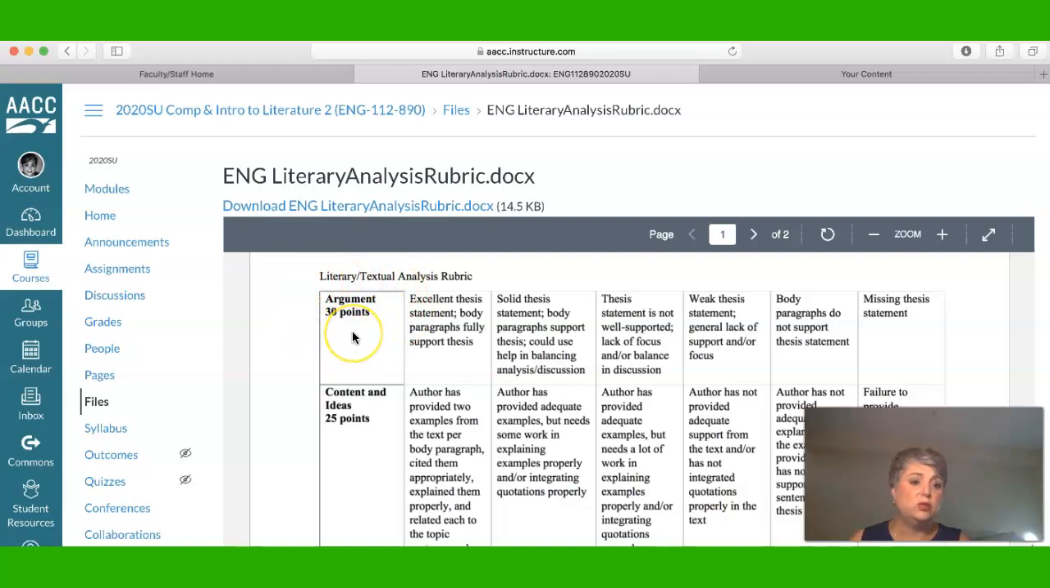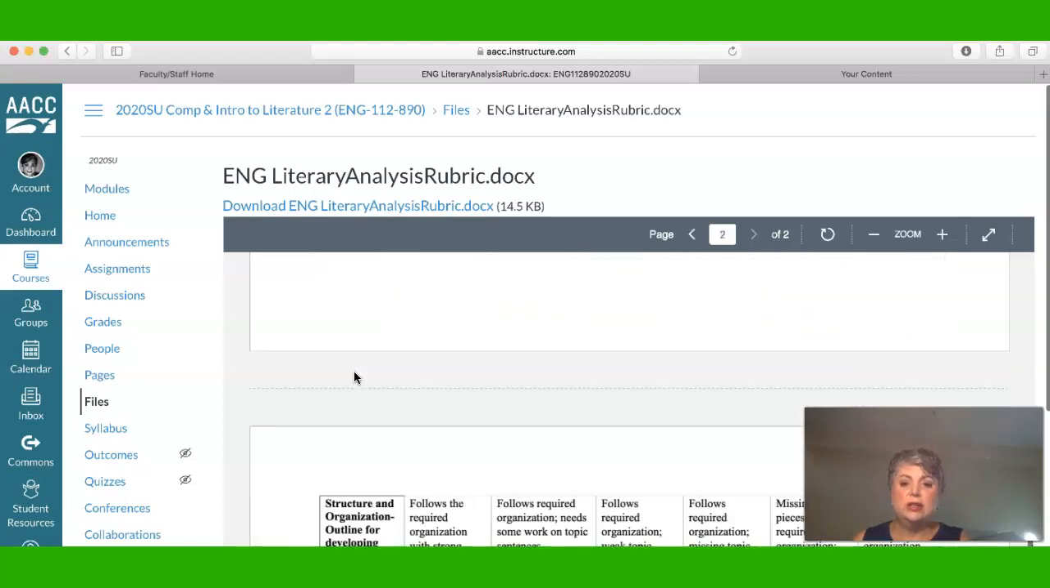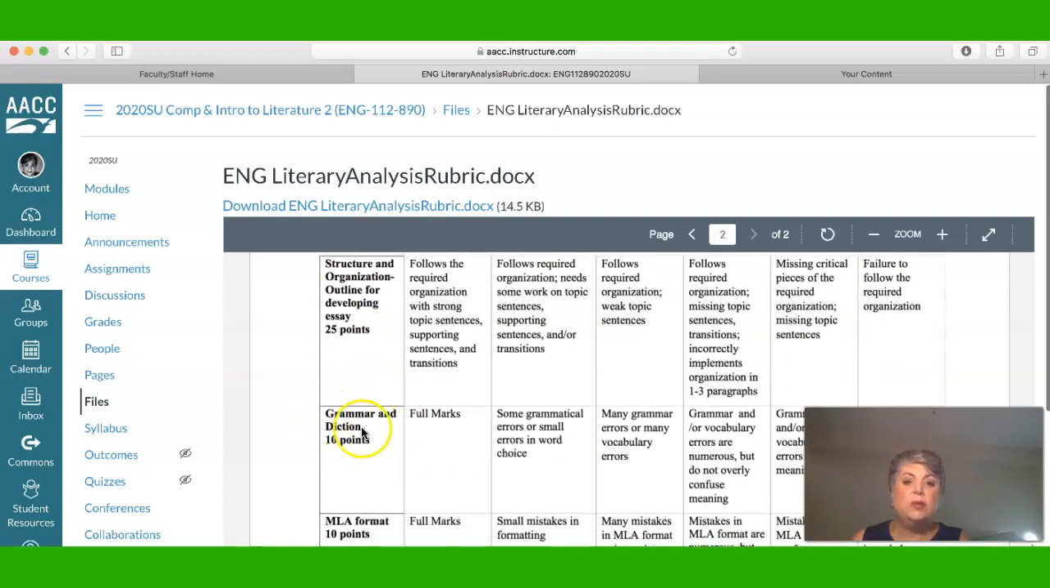Your argument is worth 30 points. Content and ideas is worth 25 points. Structure and organization, following the outline that I give you for developing your essay, that's worth 25 points. Grammar and diction, 10 points. And then following MLA format, 10 points. All of these categories combined equal 100 points. And so that's how I'm assessing and grading your paper, through those categories and that breakdown.